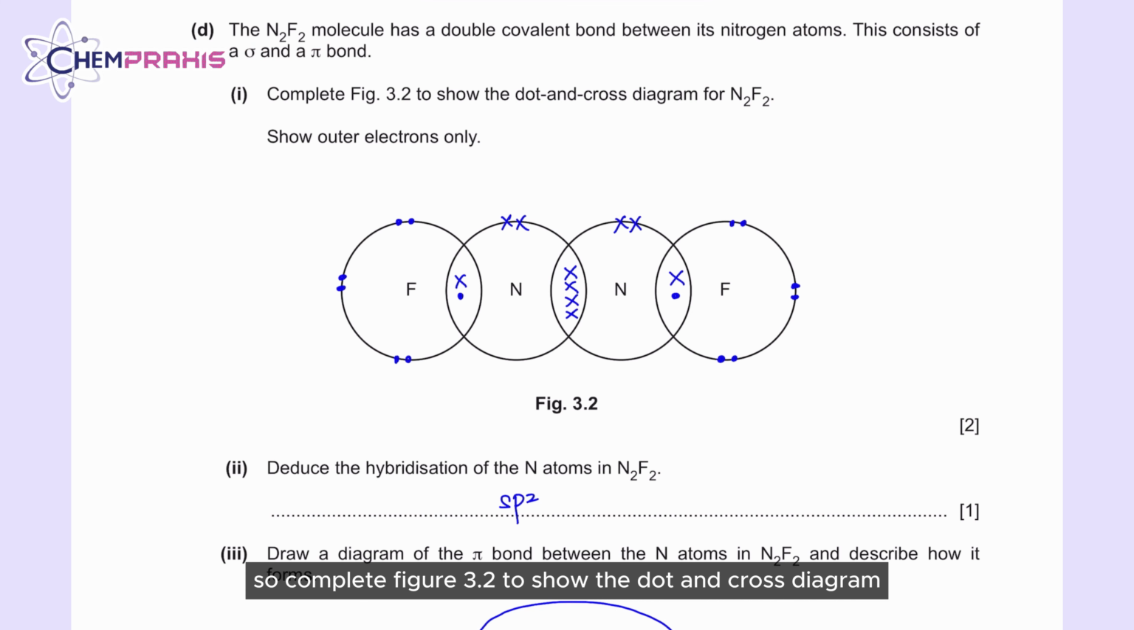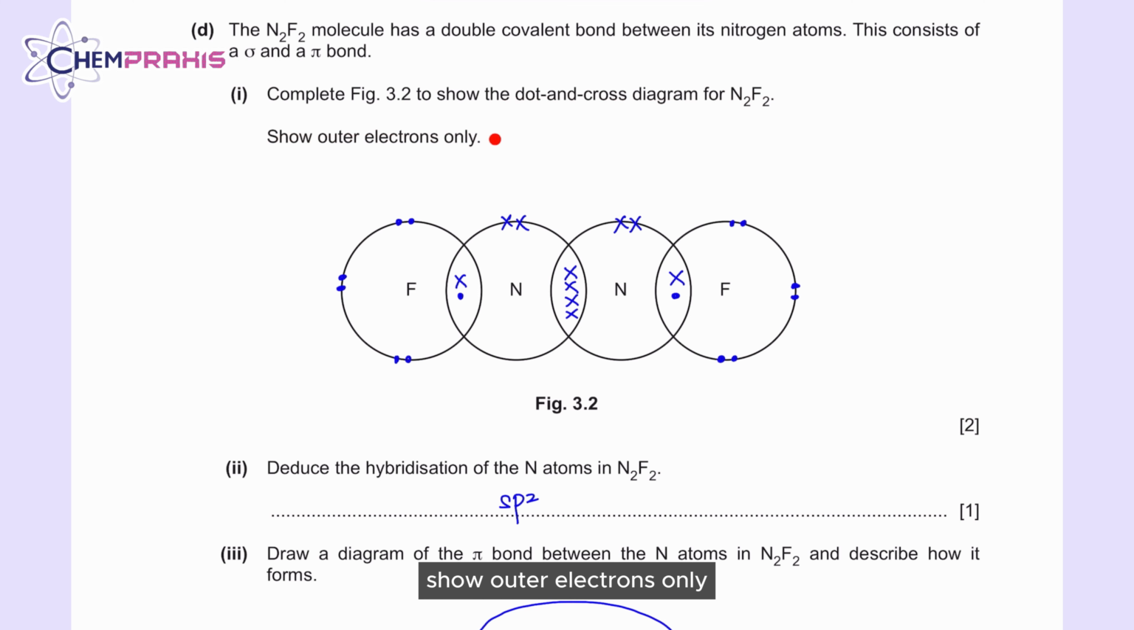So complete figure 3.2 to show the dot and cross diagram for N2F2. Show outer electrons only. First of all, this is the double bond, and then this is the single bond. And N forms a single bond with fluorine, and this one as well. You need to make sure that you draw the non-bonding pair or the lone pair for fluorine and also for nitrogen in order to get the 2 marks.